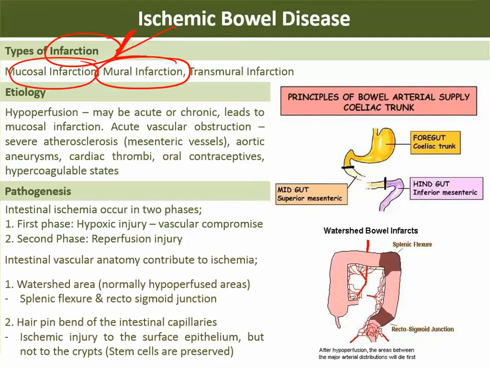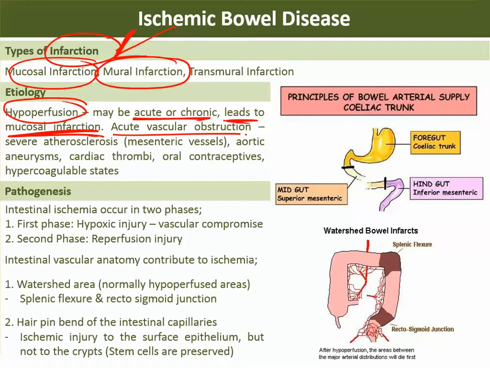Even in myocardial infarction, we had this classification: subendocardial infarction, transmural infarction. Likewise, all organs we classify like this. Here it is mucosal, mural, transmural. There are three types of infarction, and all three have different reasons. Now, hypoperfusion comes in septicemia, shock, any accident, trauma, dehydration. All this leads to hypoperfusion. It may be acute or chronic, which leads to mucosal infarction. Please understand: hypoperfusion leads to mucosal infarction.